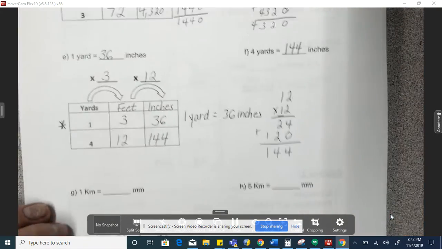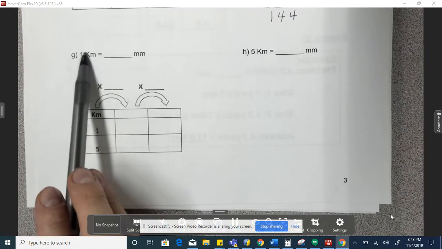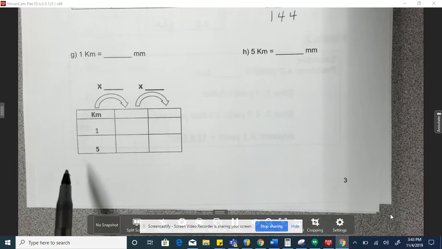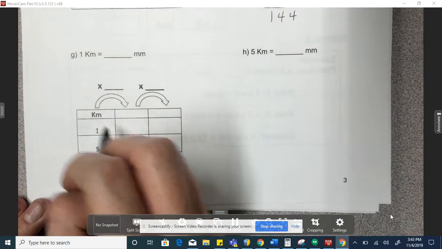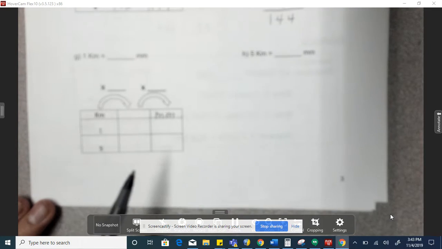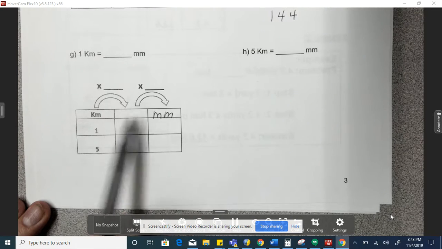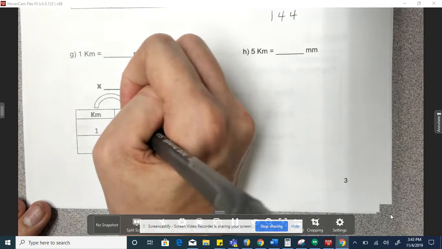All right, last one, G. So kilometers to millimeters. I'm going to put kilometers at the start of the table, and I'm putting millimeters at the end of my table. And now I'm thinking, what's in between kilometers and millimeters? I'm sorry, it's blurry, let's see, it seemed to help last time. There we go. So in between kilometers and millimeters, I know is meters.